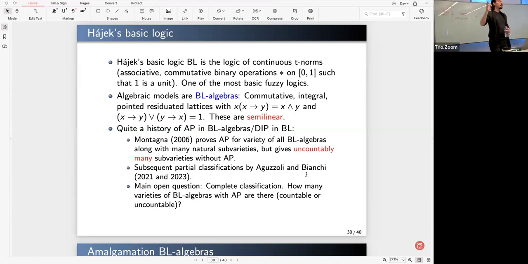Among other things, BL algebras have an extremely transparent structure theory that goes back more than 20 years in terms of so-called ordinal sums. We know a lot about their decidability properties, their complexity properties. We know almost everything about BL algebras. And this has been a very stubborn open question.